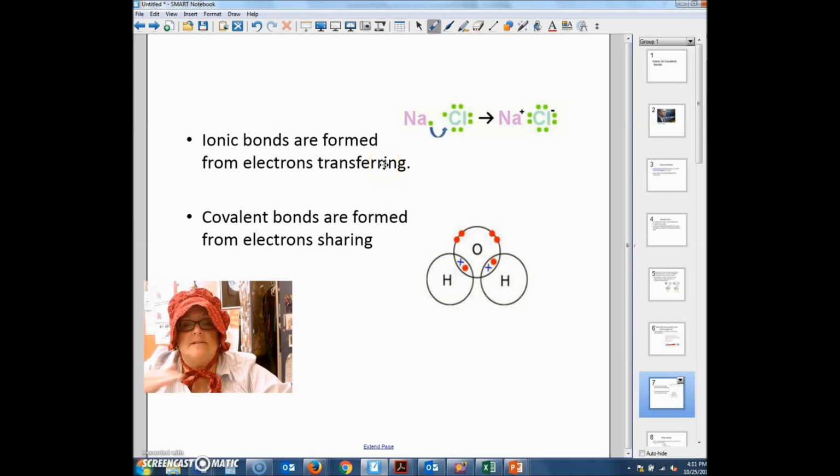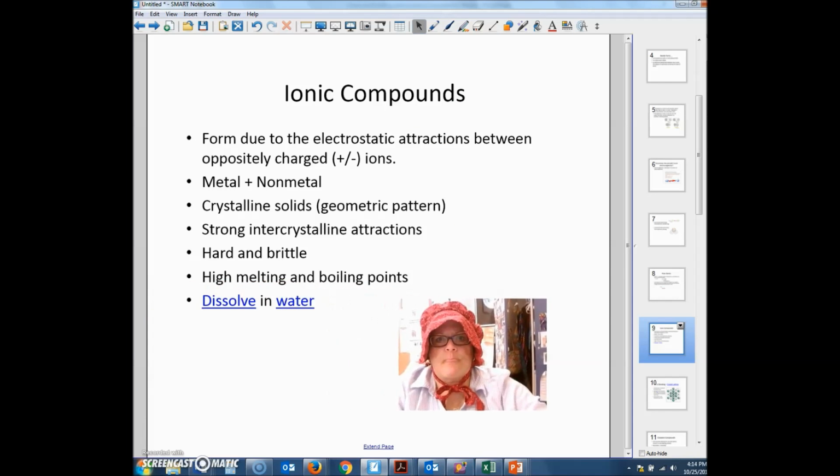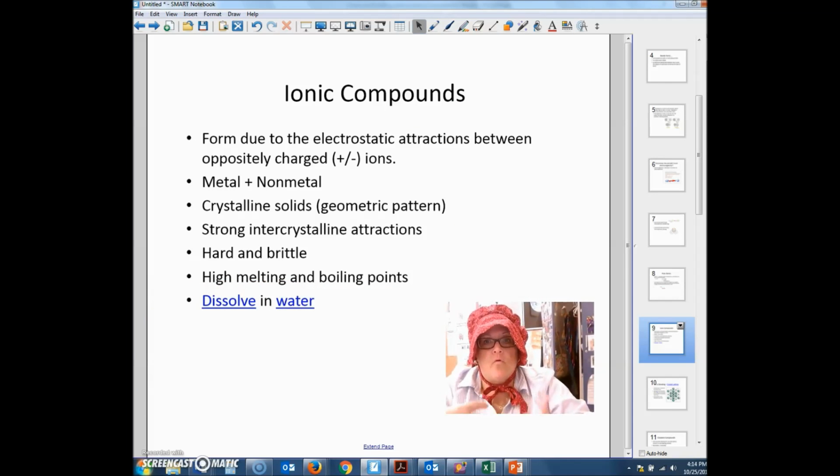Ionic bonds are formed because, the way I word it at least, the electrons transfer. Here you can see in the picture, sodium has one outer shell electron, and that electron moves to the chlorine. Chlorine has 7 outer shell electrons. It needs one more to be happy, so it takes sodium's. That gives sodium a positive charge, chlorine a negative charge. Now, what holds that bond together isn't actually that electron. It's moved, but it's that positive versus negative attraction. All right, ionic compounds formed from ionic bonds.